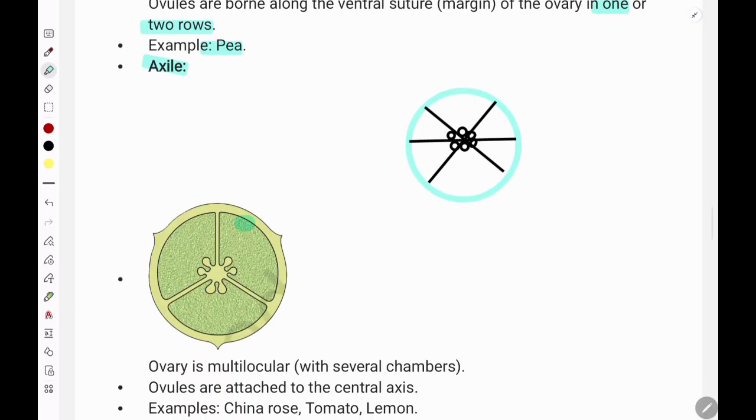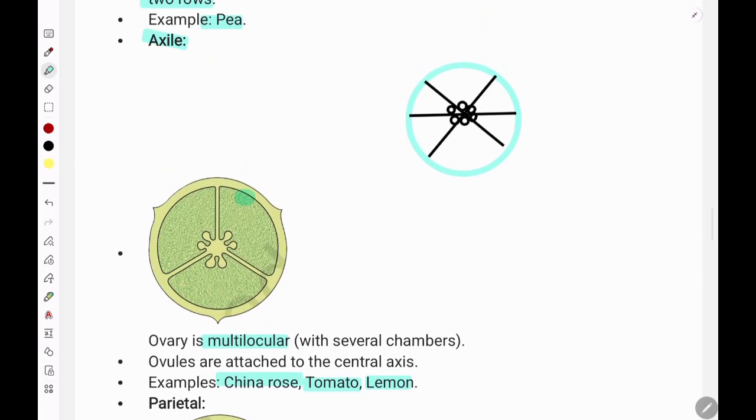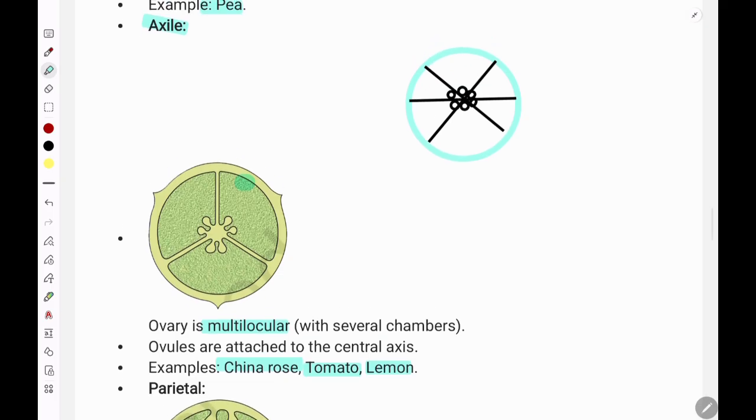In axial placentation, the ovules are arranged on the central axis. These kinds of ovary are generally multilocular, meaning they have multiple chambers. Examples are China rose, tomato, lemon, etc. You can see this in any citrus fruit, as you have seen in oranges. The seeds are present along the central axis.